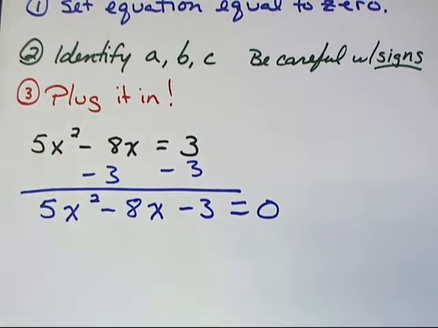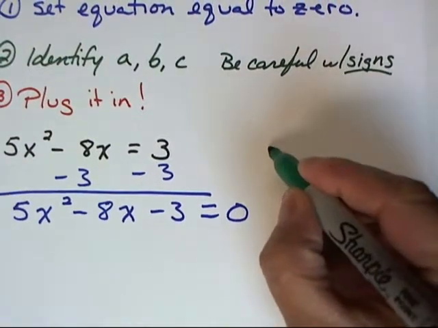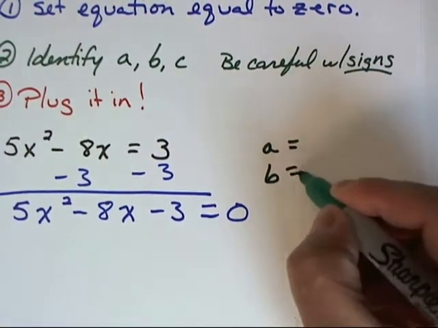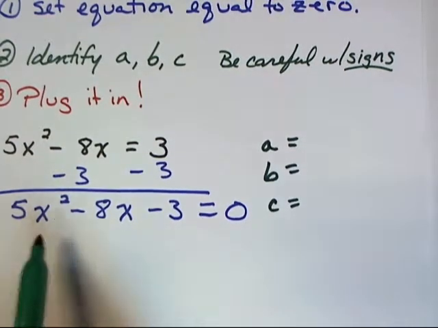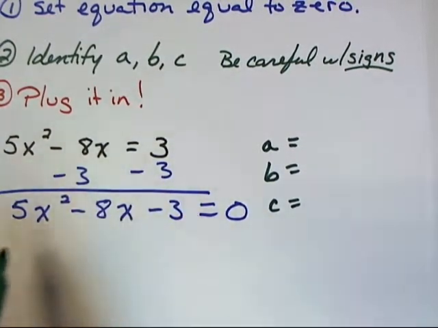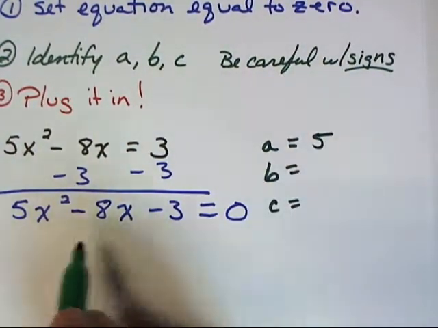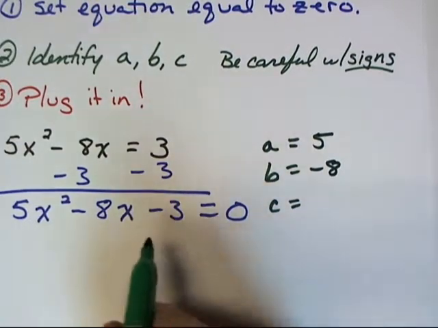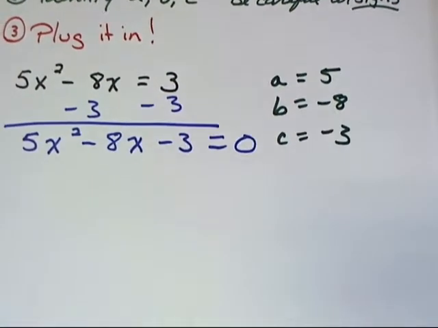Now that I have my equation set equal to 0, I identify my a, b, and c. I like to do this to make sure that I keep things organized and that I don't lose any signs. A is always the number in front of x squared. That's why we put it in the standard form, so we can identify our coefficients left to right. So our a is 5, our b is negative 8, and the c is a negative 3. Now that we have our a, b, and c, we plug it in, plug it in.